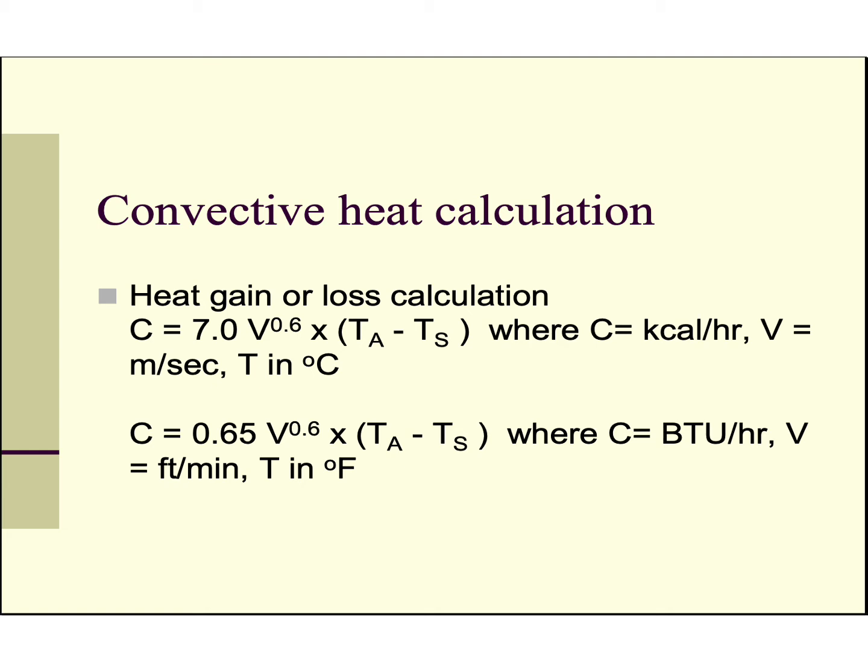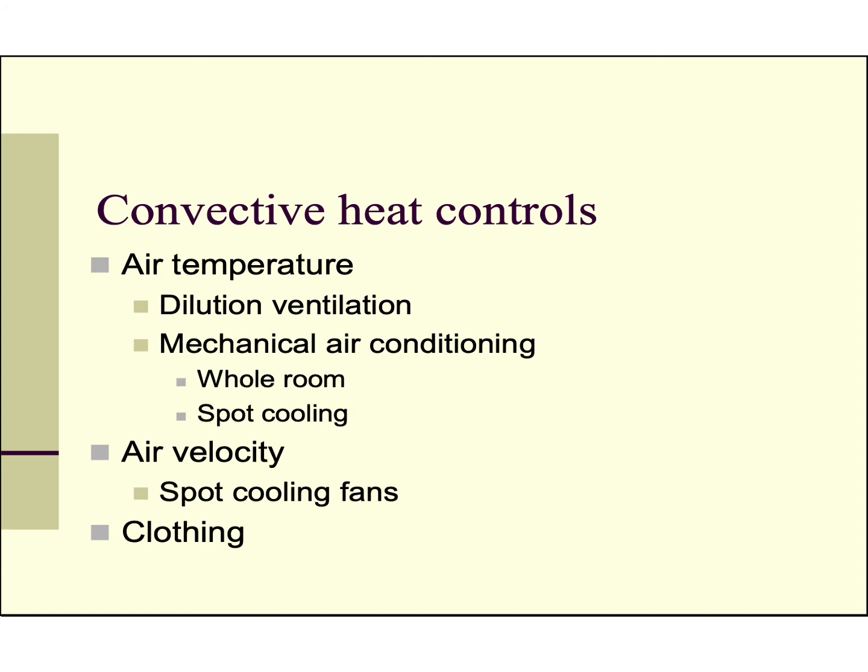Don't worry about the units here. Just make sure that when you're doing the English ones, you're talking feet per minute and degrees Fahrenheit, and you'll get BTU per hour. When you're talking metric, you use meters per second, degrees centigrade, and you'll get kilocalories per hour. With this in mind, let's look at the convective heat controls that are a possibility.